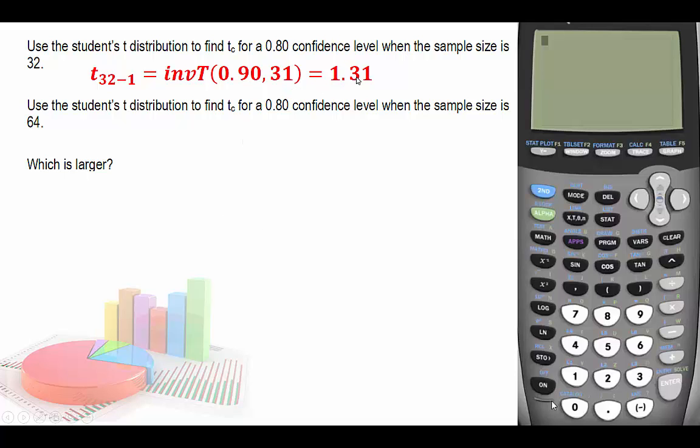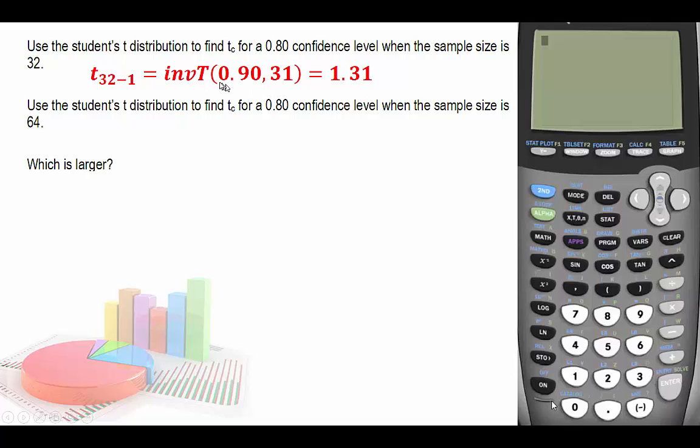Now, I'm going to tell you right now, I'm going to put this in the calculator, and it's actually going to spit out 1.31. Now, most of the time, students, first of all, where does the 31 come from? Well, you take the n and subtract 1, and that's your degrees of freedom. So 32 minus 1 is 31.